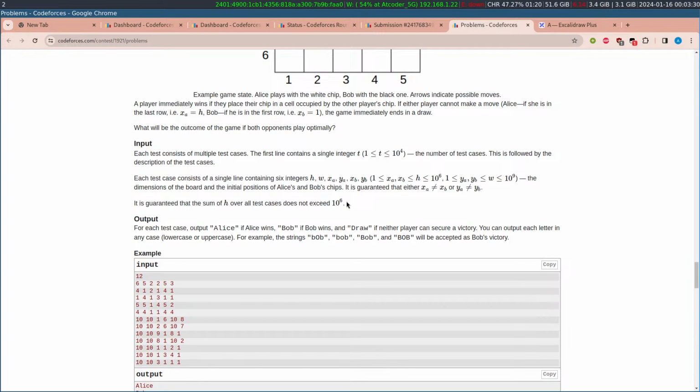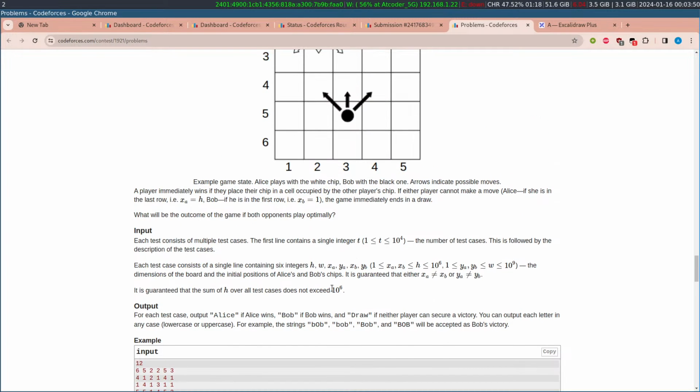If it's Alice's turn, increase XA by 1. And if we know that Alice can never win, try to move to the other side. If it's Bob's turn, look at where he's going and move to the other side. This will work because we are given that the sum of H is up to 10^6 for all the test cases. So if you directly simulate after observing this, you would be able to get an AC on it. Because I did not notice this constraint, I assumed that H is also up to 10^9 or something like that. So I tried to find an order 1 solution for it.